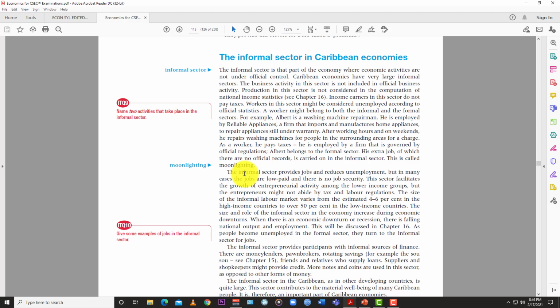But then there's what you call the informal sector. Right? The informal sector is a part of the economy where economic activities are not under official control. Caribbean economies have very large informal sectors. The business activity in this sector is not included in the official business activity. Production in this sector is not considered in the computation of national income statistics. Income earners in this sector do not pay taxes. And so this is the other side, what you call the underground economy or the informal sector.